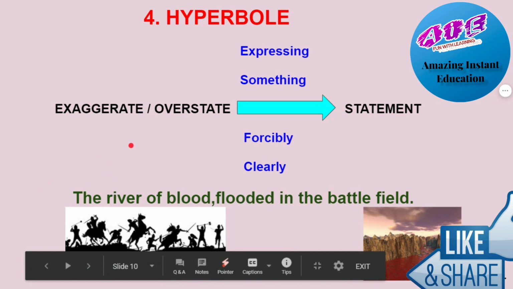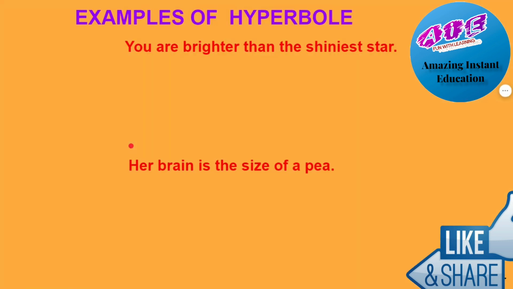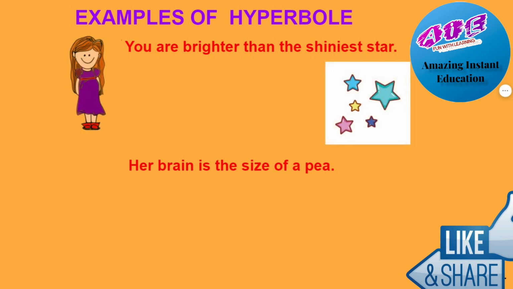Okay. So let's see another example of hyperbole. You are brighter than the shiniest star. Here we are overstating someone's beauty by telling it is brighter than the brightest star. So this is a hyperbole. Let's look at another one.